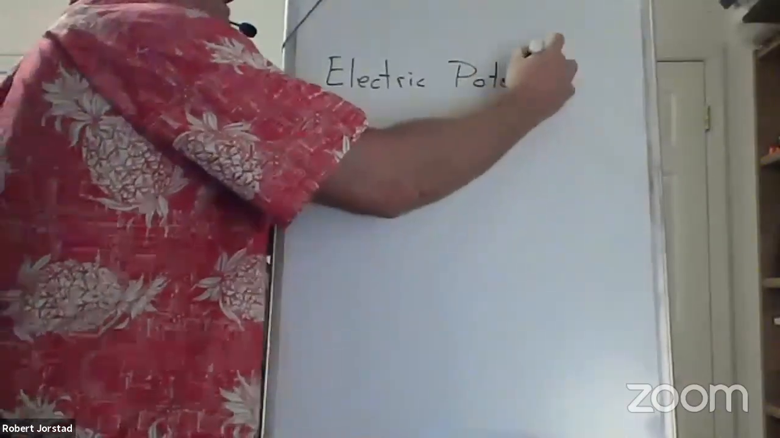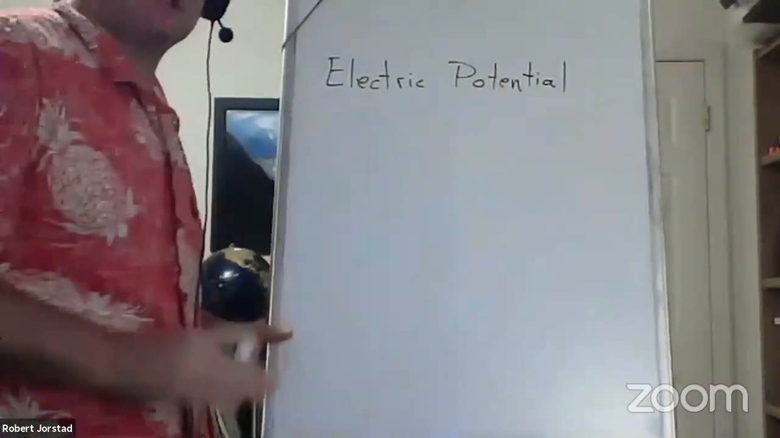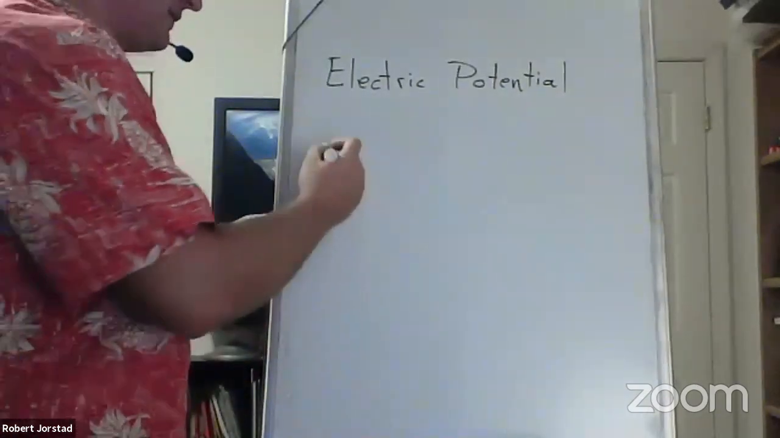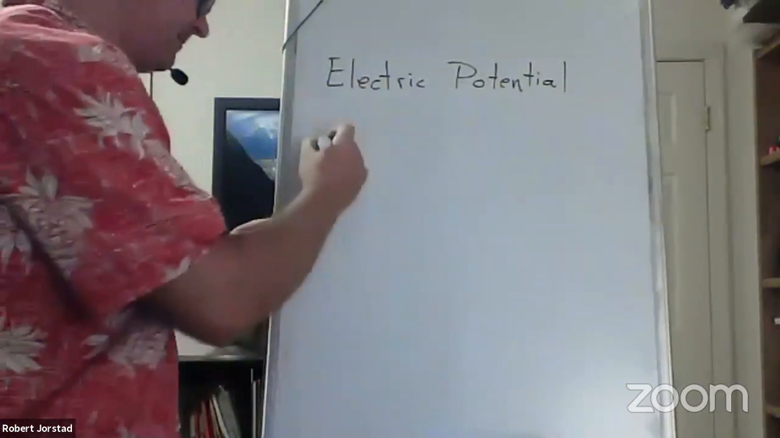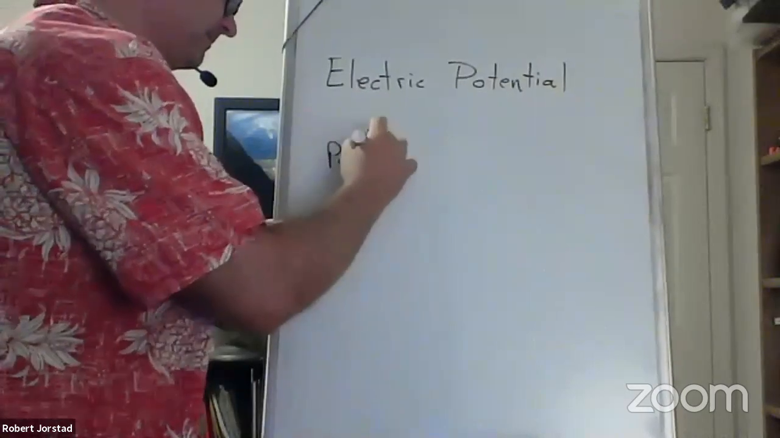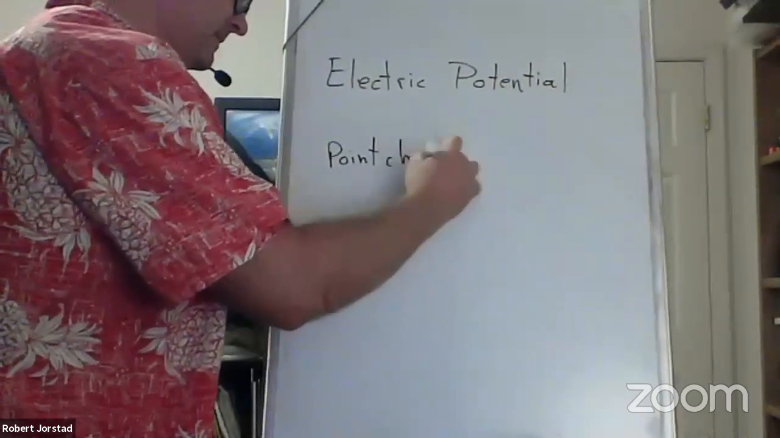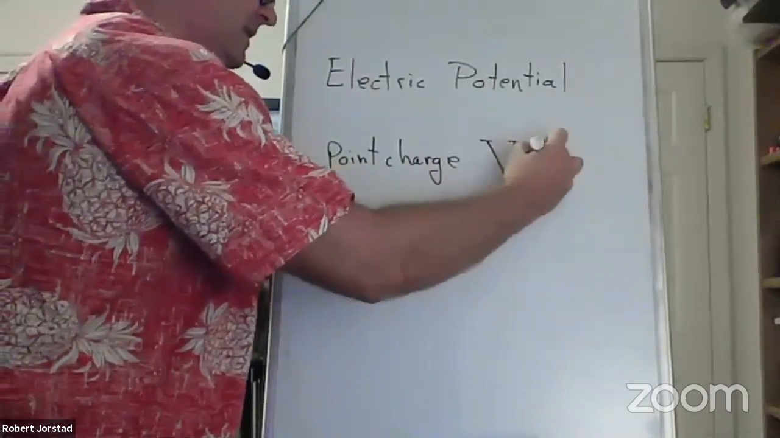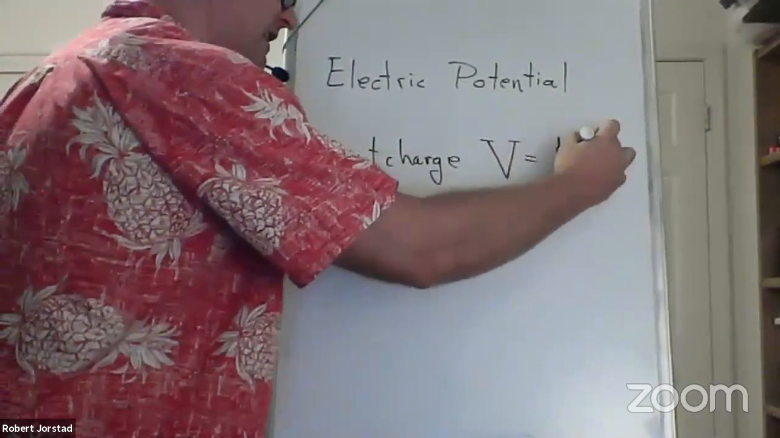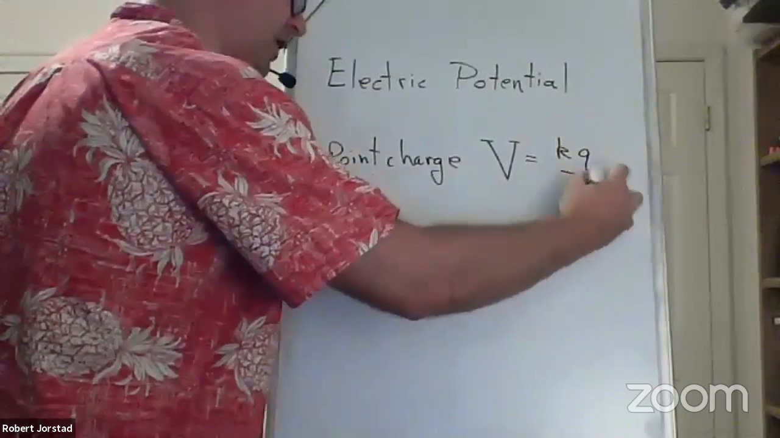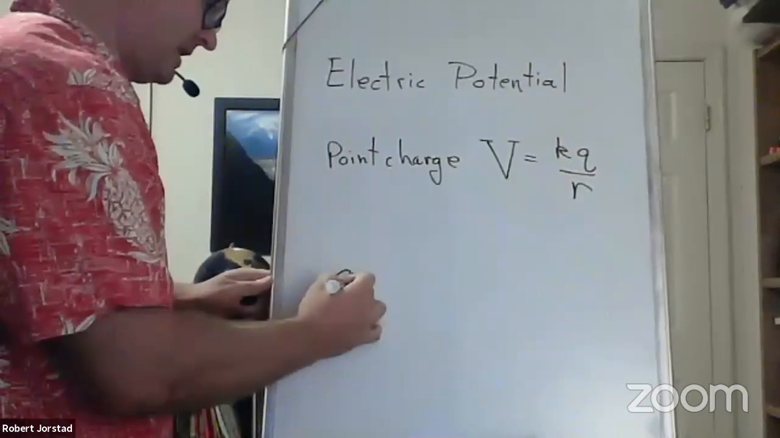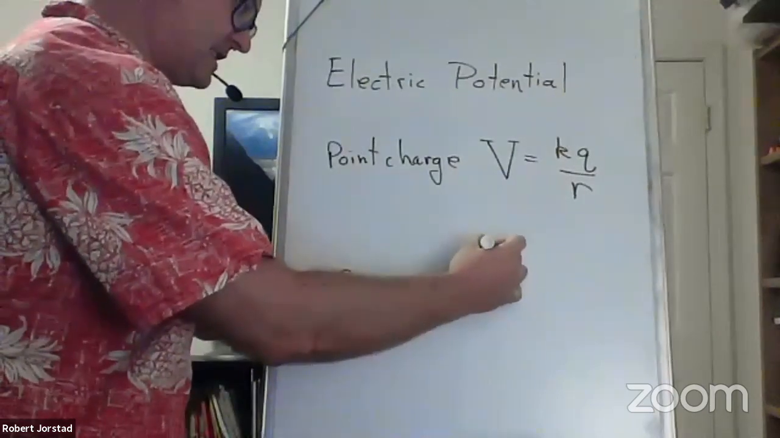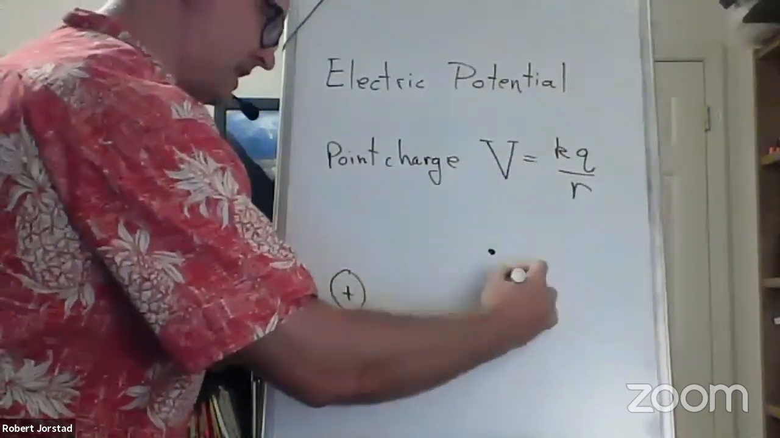I think you'll like it a lot more than electric fields and Gauss's law, because the equation for it, for a point charge, is the capital letter V is going to be K Q over R. So let's say you have a plus charge right here, and you're some distance away at the point P.